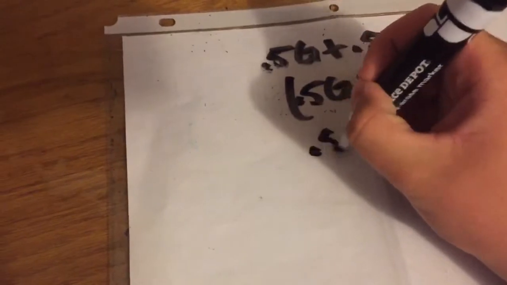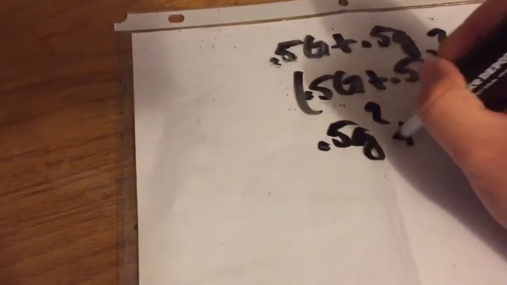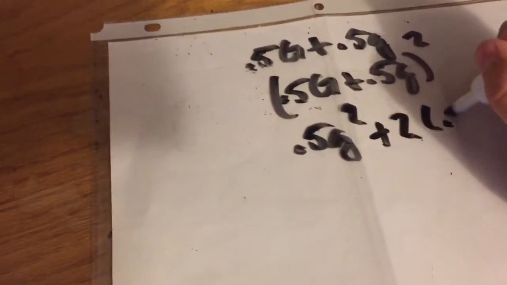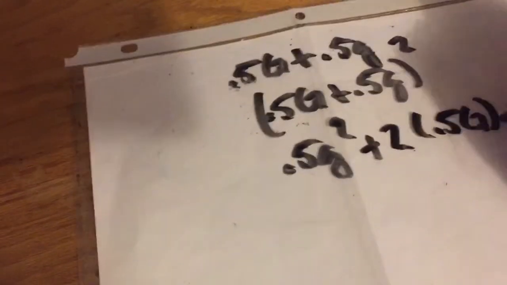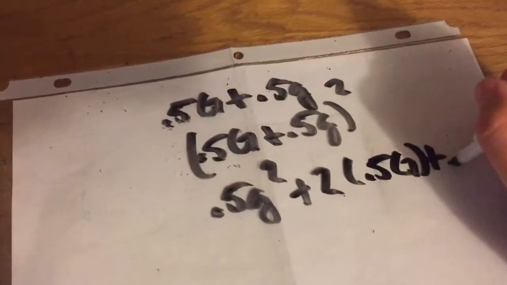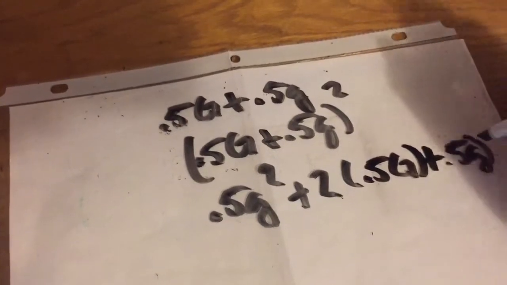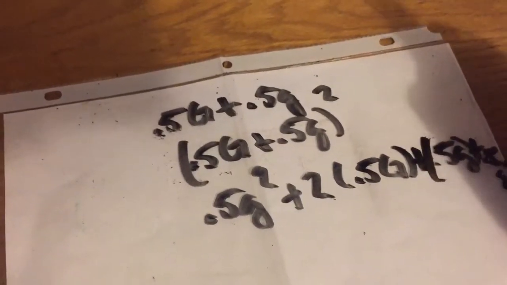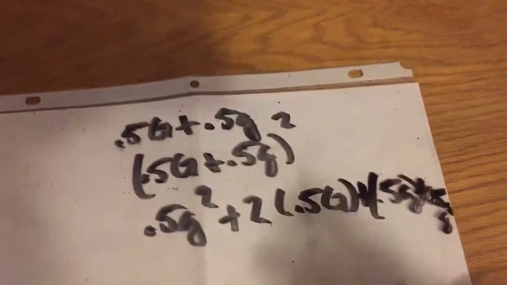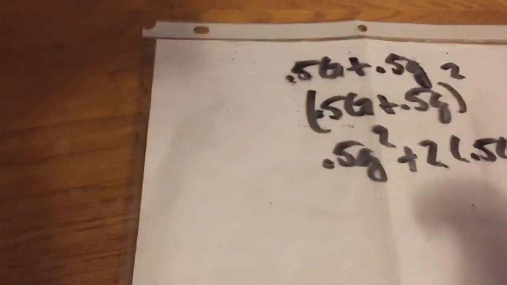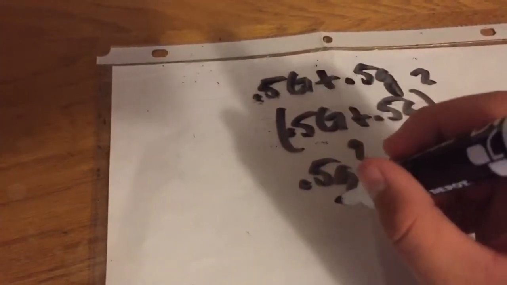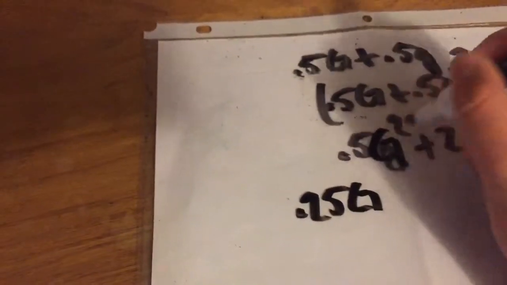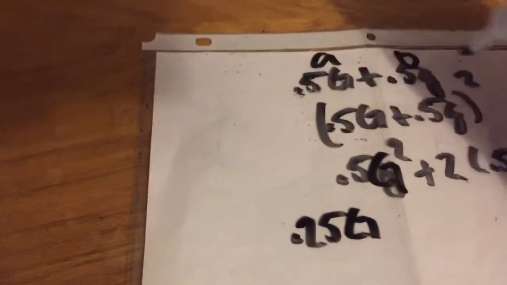0.5 G squared plus 2 times 0.5 capital G plus 0.5 lowercase g, plus 0.5 g squared. It's kind of messy right now. So you're going to solve this, and 0.5 squared is going to give you 0.25 capital G squared, because that's your A term. This is your B term.